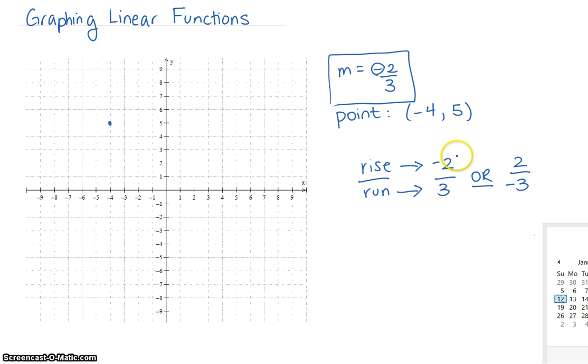So if our change from where we're starting at -4, 5 is a rise of -2, we can go down 2 units, 1, 2, and then we can run positively 3, 1, 2, 3 to find our other point. So we'd have a point at -1 and 3. If we were to use our rise as +2, we would then go up 1, 2, and we would go -3, so 1, 2, 3. So we'd have another point here.